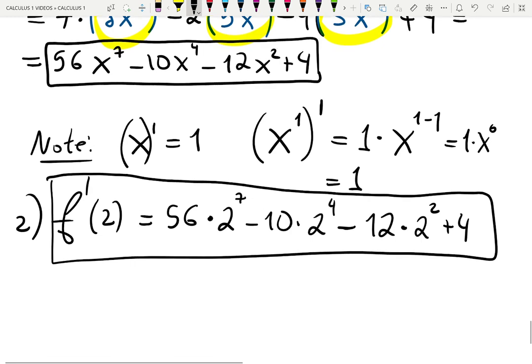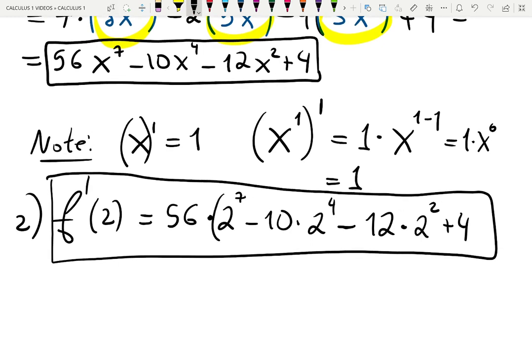Don't forget to use parentheses and make sure that you raise 2 to the 7 and not 56 times 2 to the 7. So I would suggest to have parentheses everywhere like so.